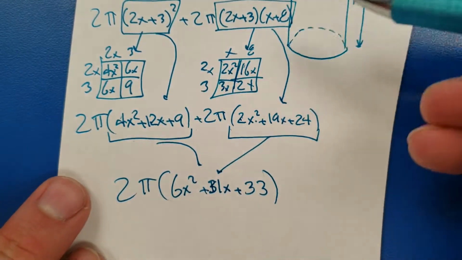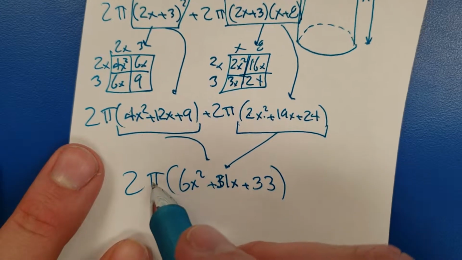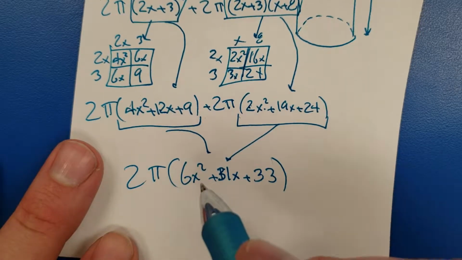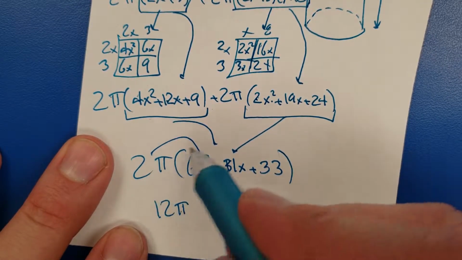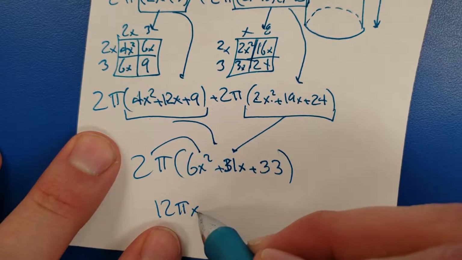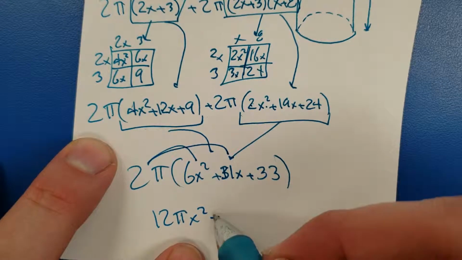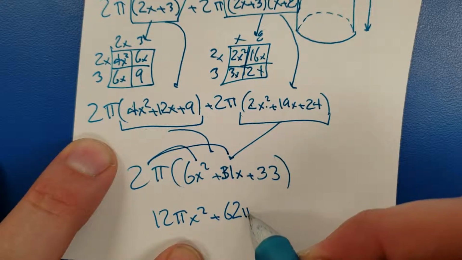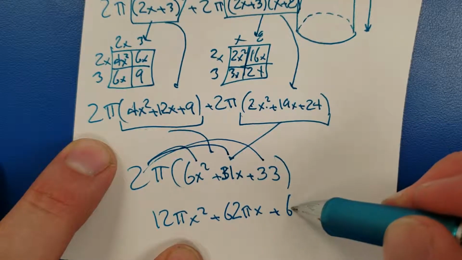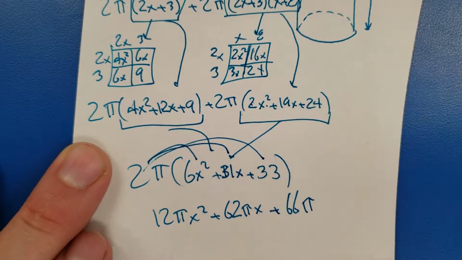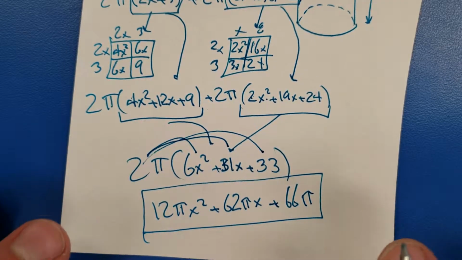Basically double everything, and then you stick a pi in the end. I can't remember if I do pi x squared or x squared pi. I think technically, since pi is a number, it's supposed to go first. So here we go. We'd go 12 pi. Okay, 2 times 6. The pi comes along for the ride. Treat pi like a variable. Okay, so here's your first piece. Next piece, we'd have a positive 62 pi x. And then we'd have a positive 66 pi. Okay, there we go. That's your final answer.